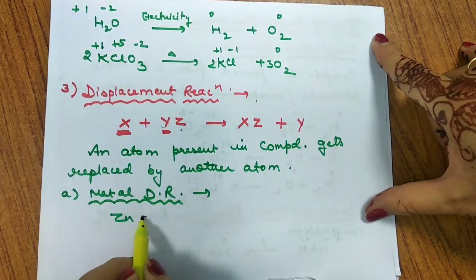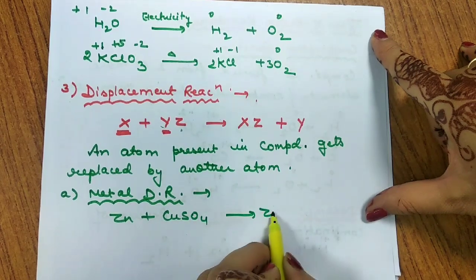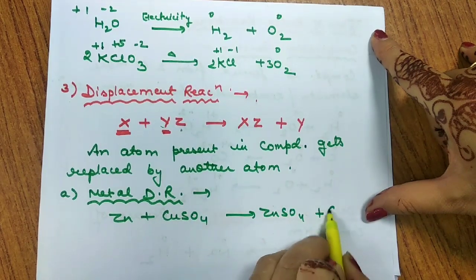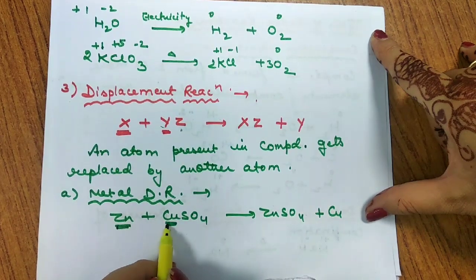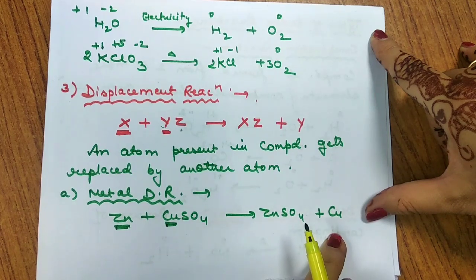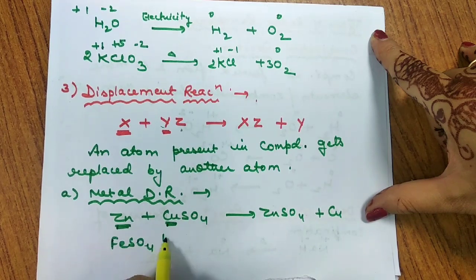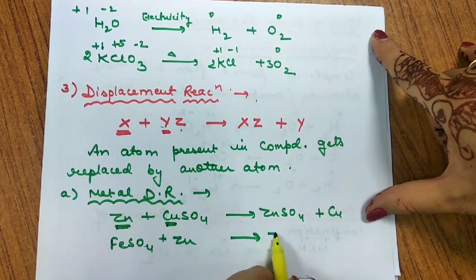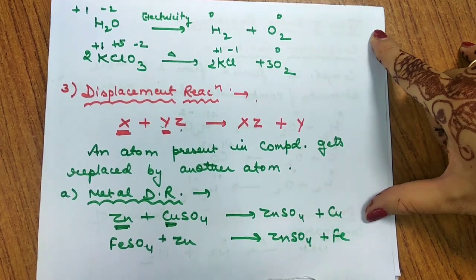For example, suppose I am having zinc plus copper sulfate. We get zinc sulfate plus copper. So here zinc, which is more reactive, displaces copper and takes its place. Copper comes out. Let us take one more example. I am having FeSO4 treated with zinc. Zinc again displaces iron and iron comes out.